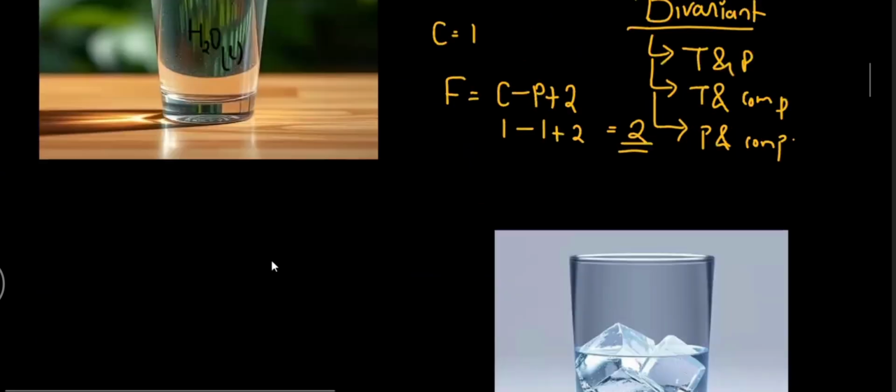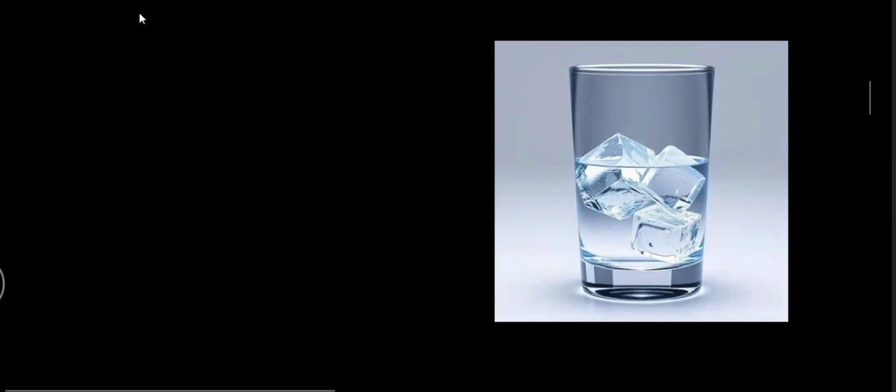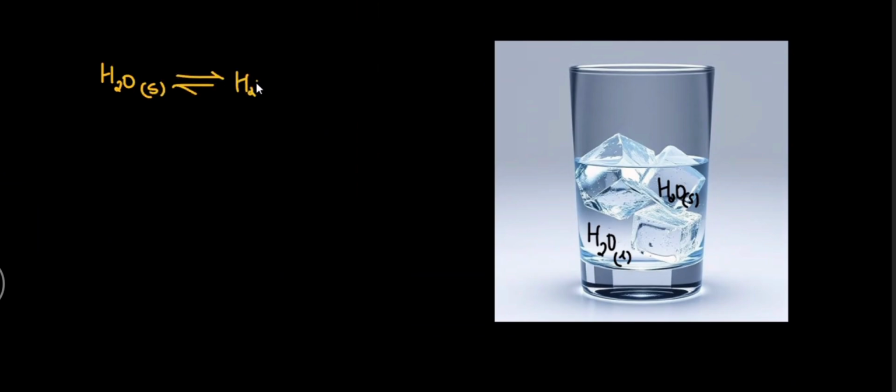Okay, now let us move on to the next example. Now, as you can see that summers are approaching and we all like cold water, right? So here, if I'm observing this system, you can see a glass of water with some ice cubes. You can observe water in liquid state and water in solid state. These are the two different states, two different phases you can observe. So chemically, if I have to write this system, I can say that water in solid state is in equilibrium with water in liquid state.